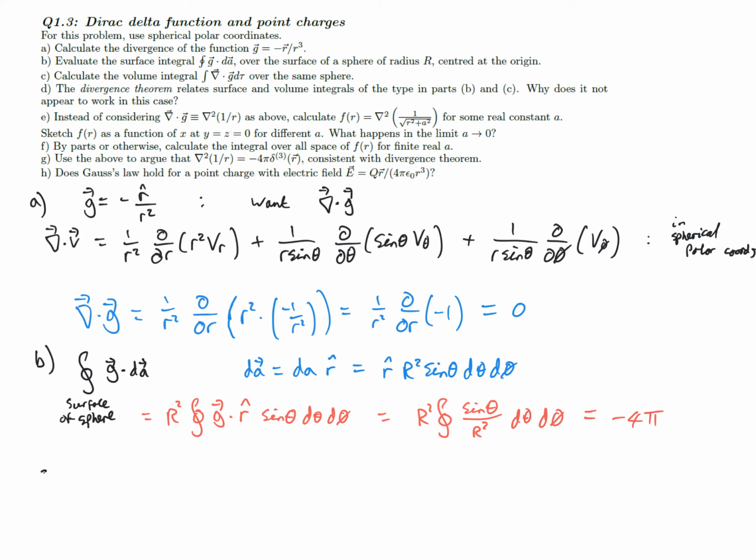Okay, so what about part C? Calculate the volume integral of the divergence of g d tau over the same sphere. Now in part A, we worked out the divergence of g. We found it's equal to 0, 0 everywhere. And so if we calculate the integral of 0 over some particular volume, we will get 0. One would have thought, I say mysteriously.